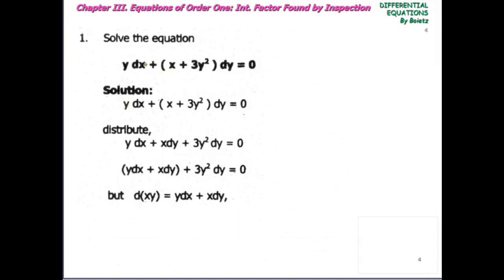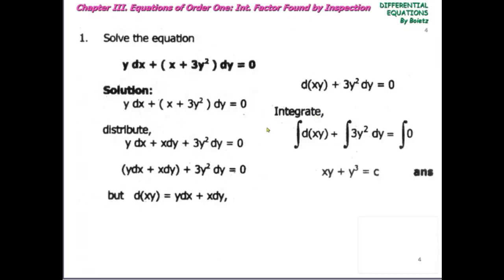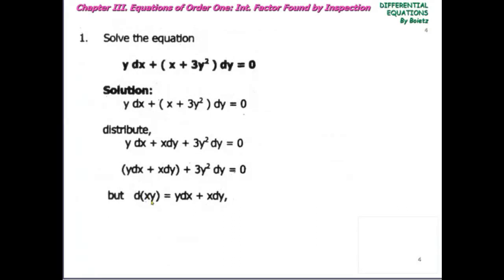So here, solution: copy the problem as is, then distribute, or expand, to y dx plus x dy plus 3y squared dy. Okay. Then group the terms, separate the direct integrable ones. This one is non-direct, this one is direct integrable. So separate it. Then combine the two, and go back here. The derivative of xy is x dy plus y dx. Oops, this one. So the derivative of xy is exactly y dx plus x dy.